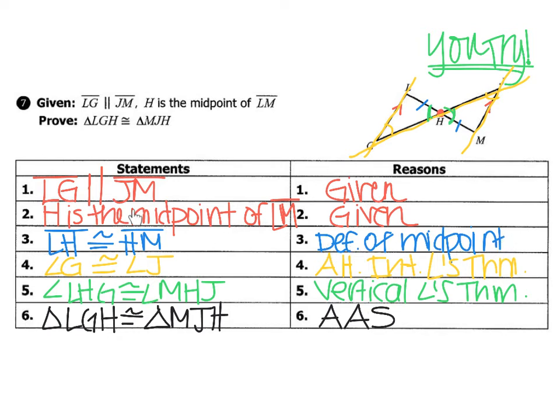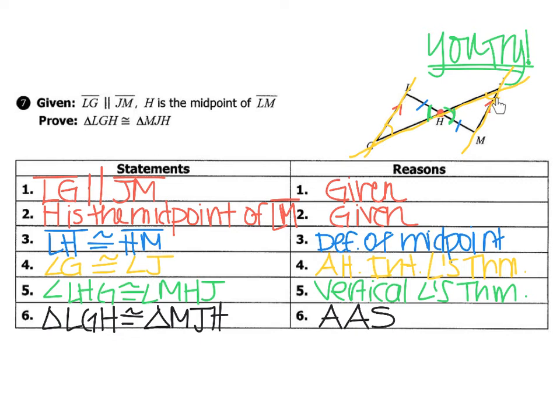Then, going off the information that LG is parallel to JM, and if this is our transversal, we can say that angle G is congruent to angle J by alternate interior angles. If you had said that LM was your transversal, which you could have done, then we would have proved this angle congruent to this angle by alternate interior. Then we would have used angle side angle, which works, but our goal here is to use angle angle side. So that's why we said that GJ was our transversal.